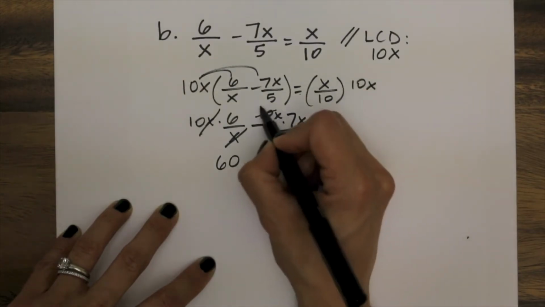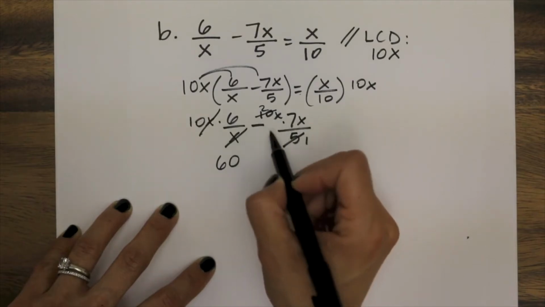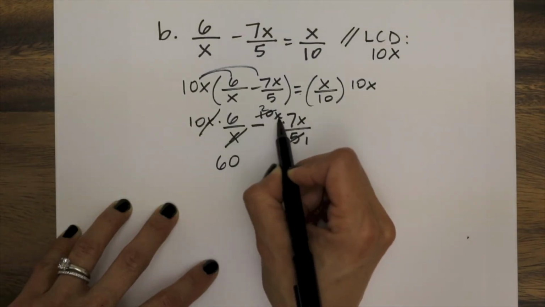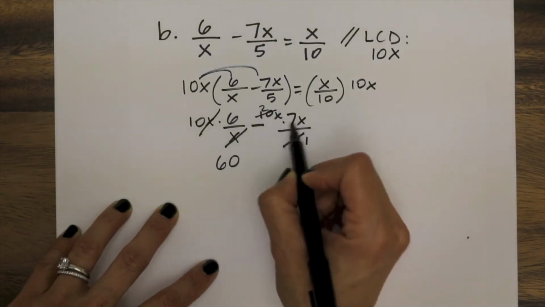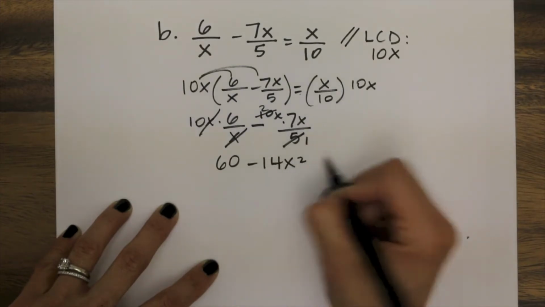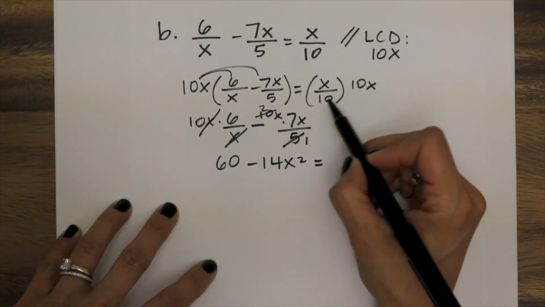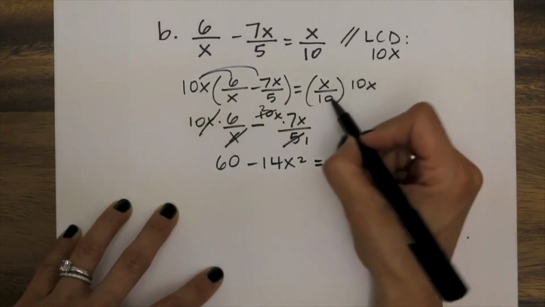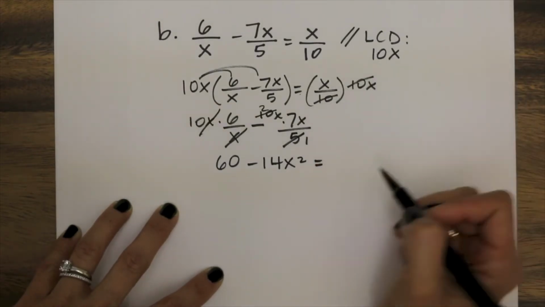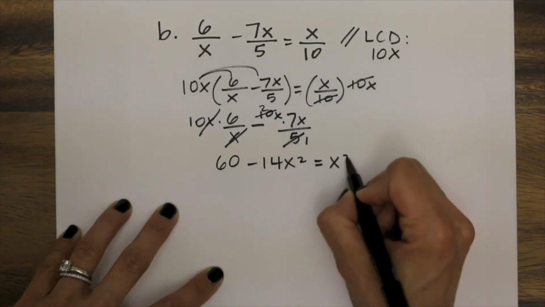10 divided by 5 is 2. So you have to multiply what's left. If you look at it, it's negative 2x times 7x, or negative 14x squared. On the right side, again, you're looking to see what will cancel to get rid of fractions always. So this whole 10 cancels with that 10, and you multiply what's left. So we have x times x, or x squared.